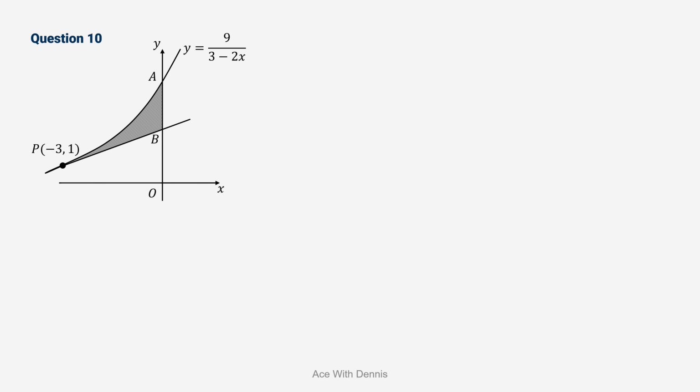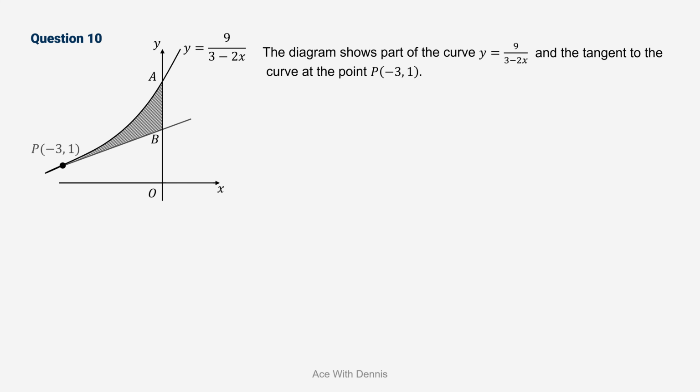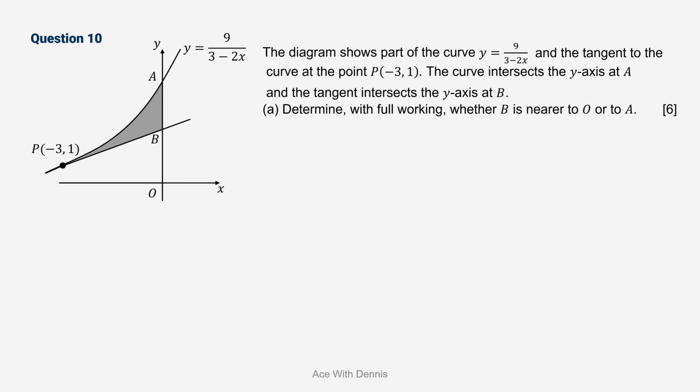Question 10. Given this diagram, the diagram shows part of the curve y equals 9 over (3 minus 2x) and the tangent to the curve at the point P (negative 3, 1). The curve intersects the y-axis at A and the tangent intersects the y-axis at B. A. Determine with working whether B is nearer to O or to A.